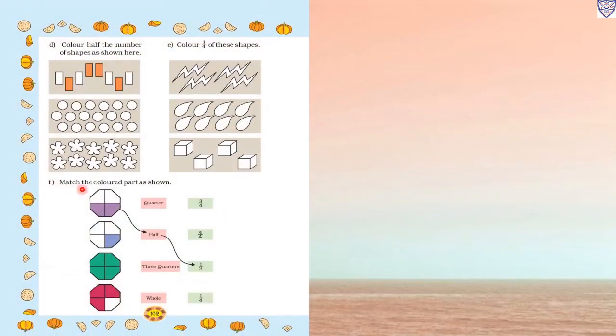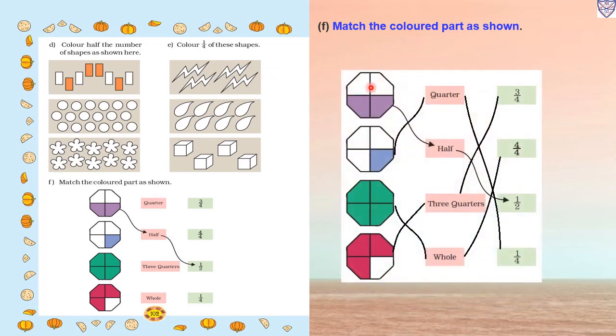Now F, match the colored part as shown. So this is half. So we will match it to half, and that is 1 upon 2. Now here 4 equal parts and one part is colored, means quarter. So quarter we will write 1 upon 4. Here the whole shape is colored, that is whole, and we will match it to 4 upon 4. Total how many parts? 1, 2, 3, 4. So 4 upon 4. Then 1, 2, 3, 4 parts and 3 parts are colored, that is 3 quarters. So we will match it to 3 upon 4.